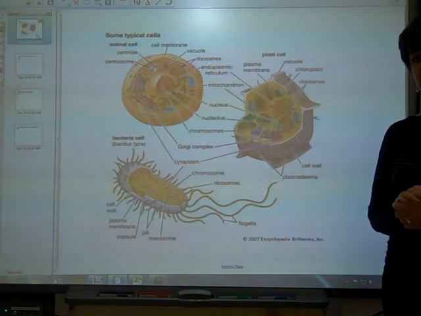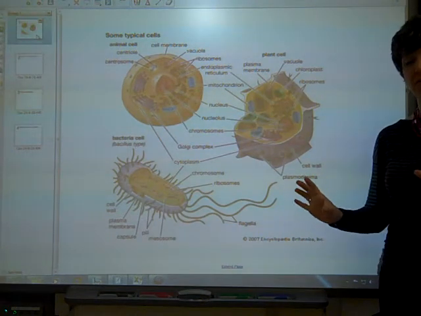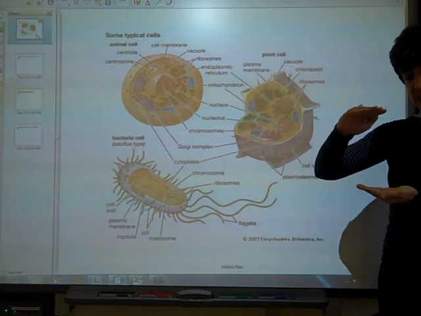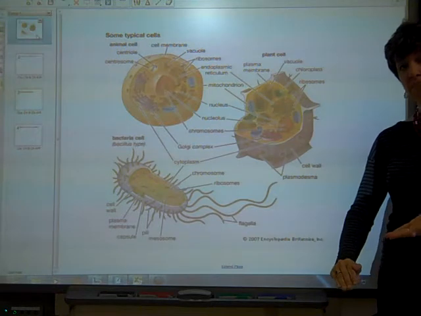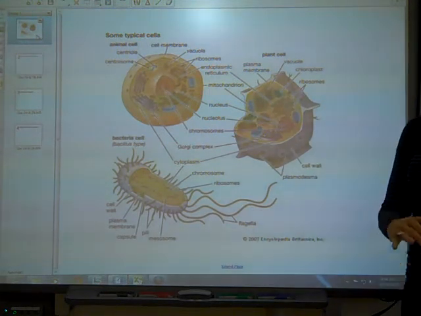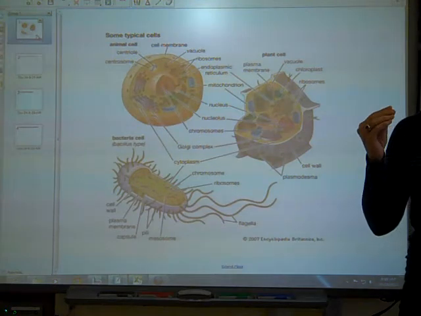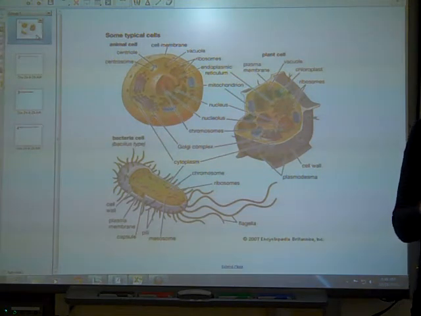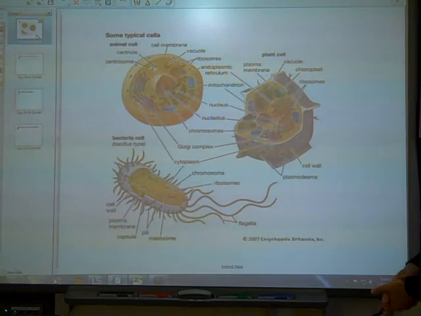Chloroplasts are where photosynthesis occurs, and chloroplasts have a very unique structure with stacks of grana and a liquid called stroma within them. The stacks of grana are made up of thylakoid membranes, and that's where the pigments like chlorophyll are found in order to do photosynthesis.